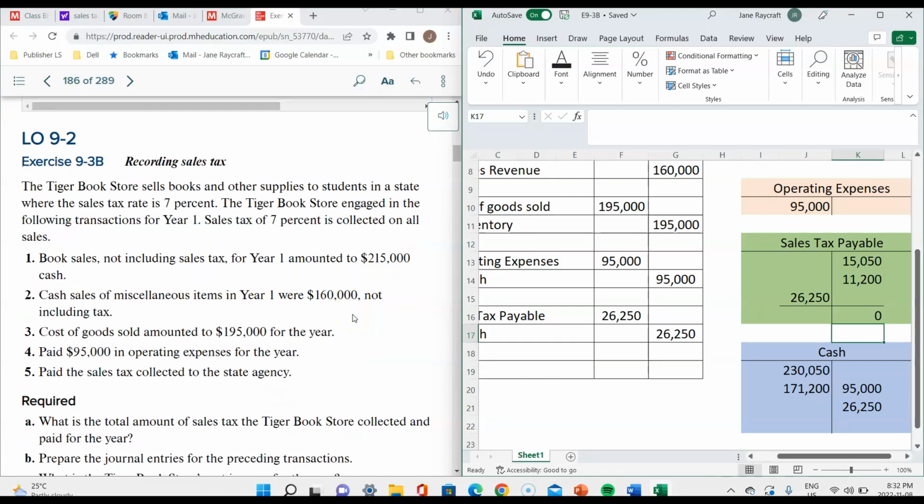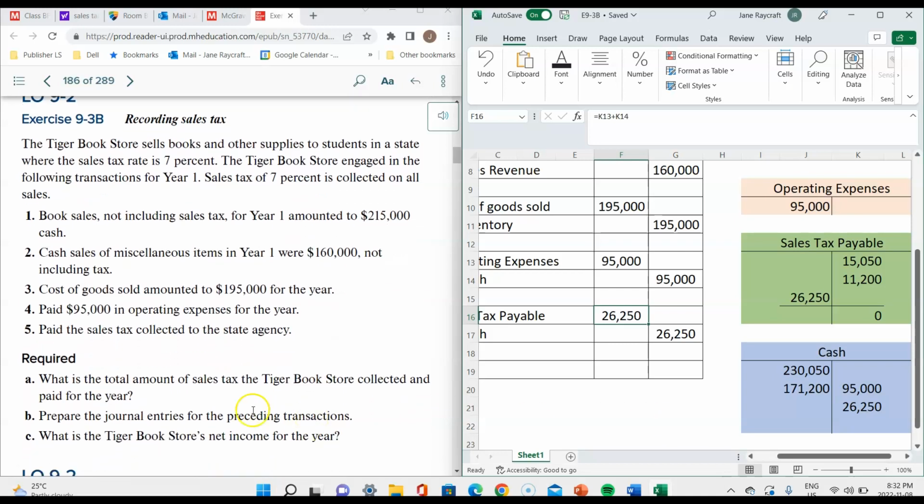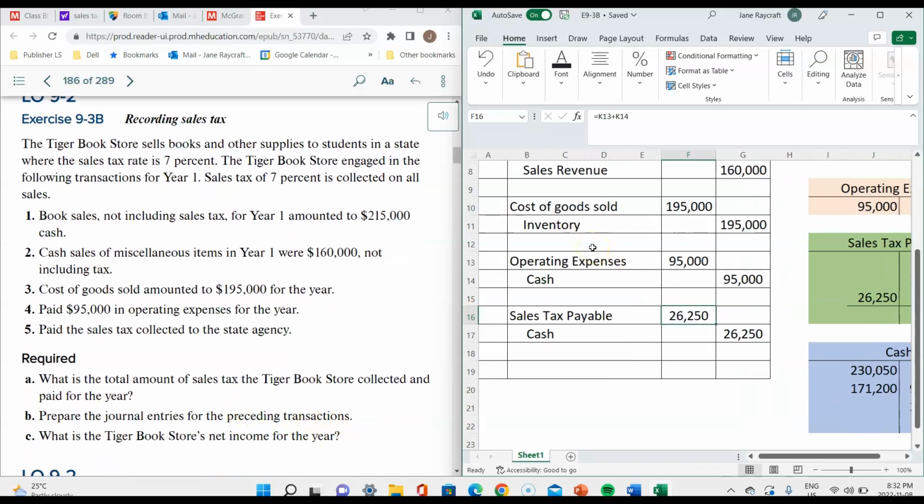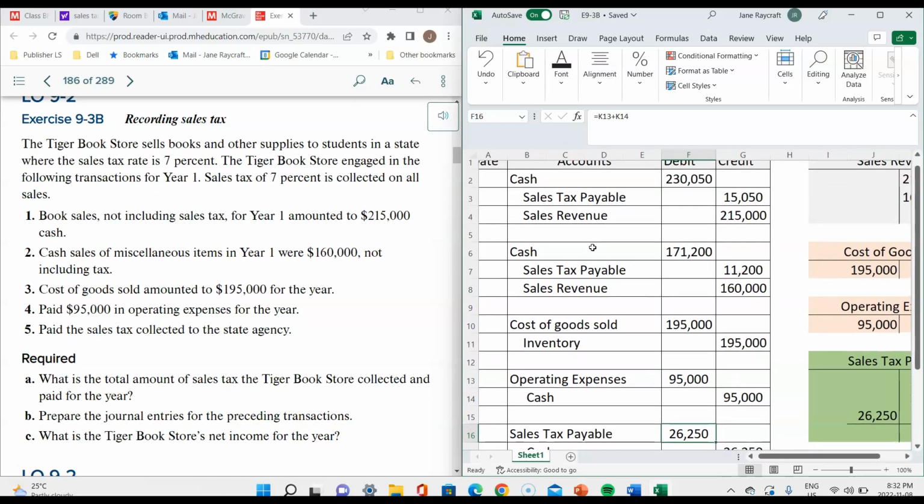So, what is the total amount of sales tax Tiger Books collected and paid for the year? There it is, $26,250. We prepared the journal entries for the transactions. There they all are. Happy little journal entries.